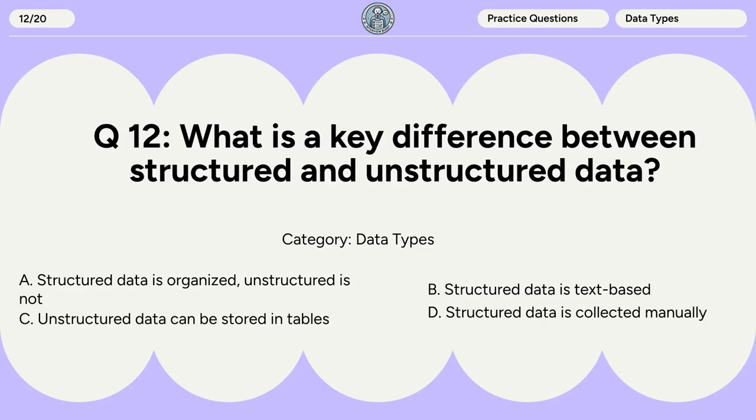Question 12. What is a key difference between structured and unstructured data? A. Structured data is organized, unstructured is not. B. Structured data is text-based. C. Unstructured data can be stored in tables. D. Structured data is collected manually.